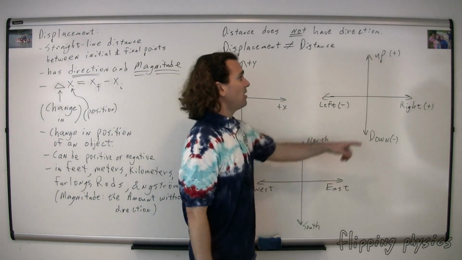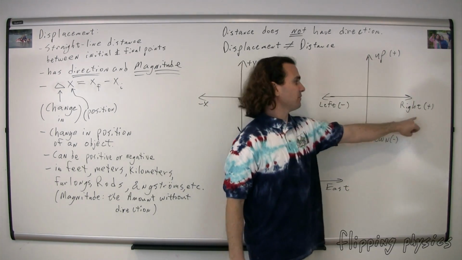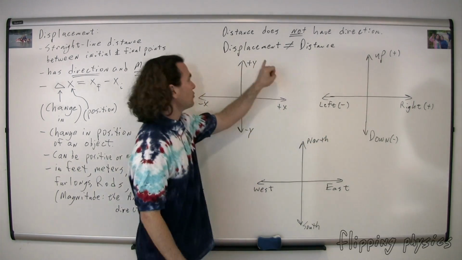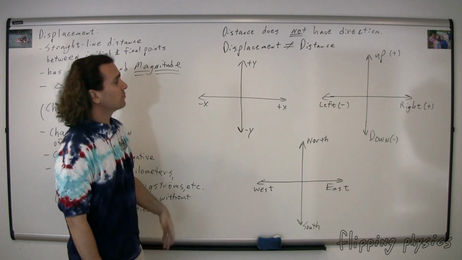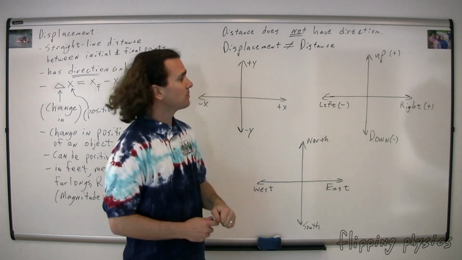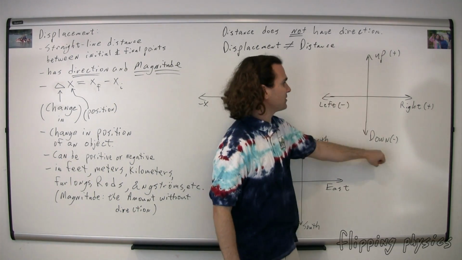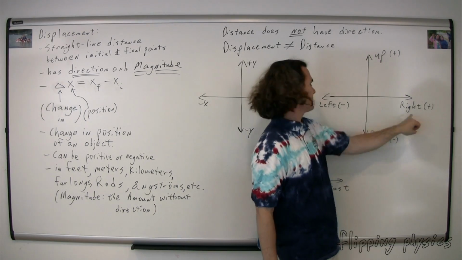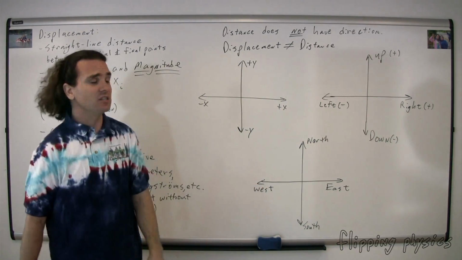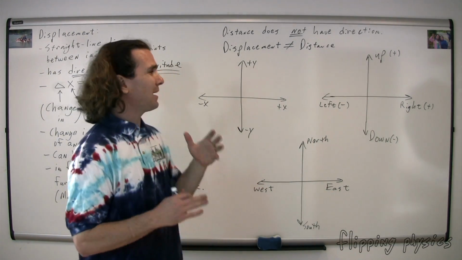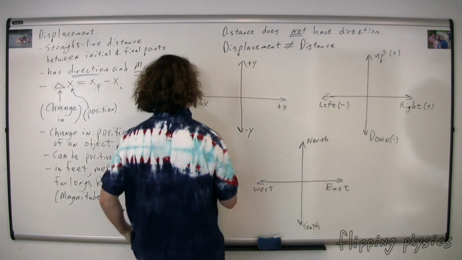Please notice that by default, up is positive, down is negative, right is positive, and left is negative. Notice how this follows the Cartesian coordinate system. These are the defaults for these. We can of course change them, but by default, that is true.